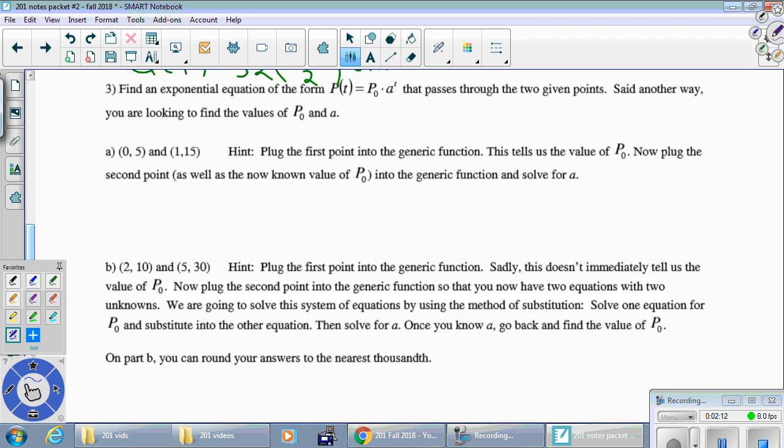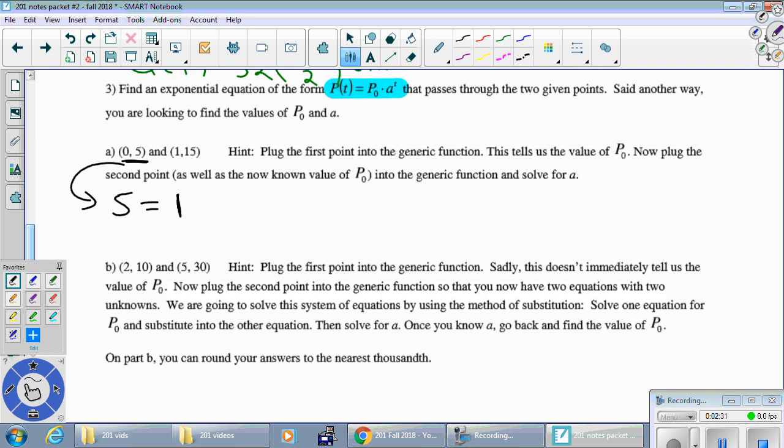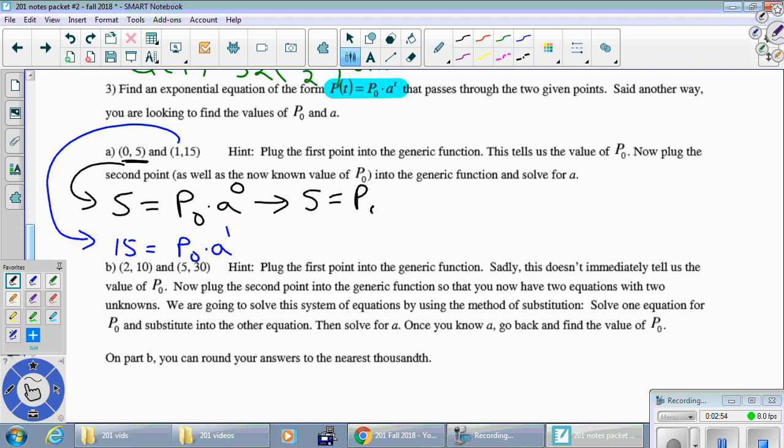Okay, part A, looking to find an exponential function that goes through these 2 points. So P of t, so we're going to go off of this blue highlighted equation. That's our basic starting equation. So this point right here, I can plug in P of t, that's the left-hand side, that's 5, equals P sub 0, I don't know, A, I don't know, but t at this particular point is 0. And I can do the same thing with the 1 and the 15. 15 is equal to P0 times A to the first. And this first equation is really nice because A to the 0 is 1 for any number A. And so 5 must be the value of P sub 0.